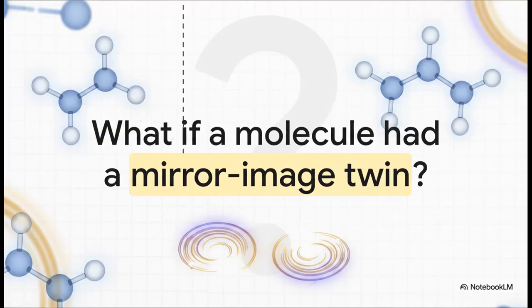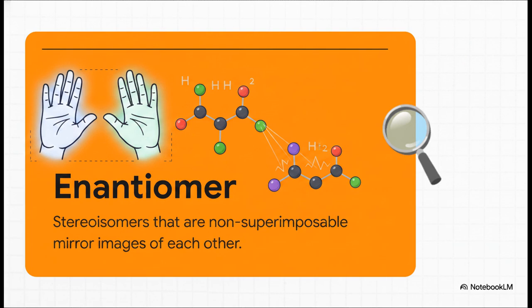I really want you to just picture this for a second. What if a molecule actually had a mirror image twin? Like, imagine two molecules that share the exact same chemical formula, the exact same physical properties, like melting point, density, all of that, but somehow they behave completely differently in certain situations. How is that even possible? Well, the answer is something we call an enantiomer. Basically, an enantiomer is a specific type of stereoisomer, where molecules are non-superimposable mirror images of each other.